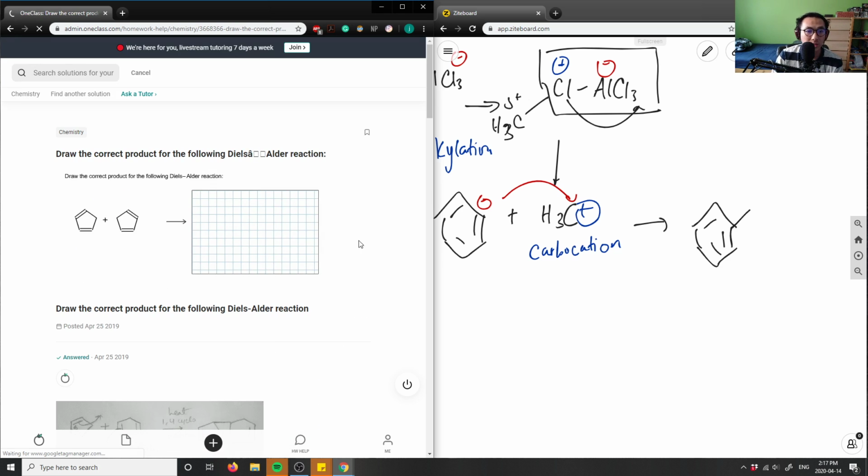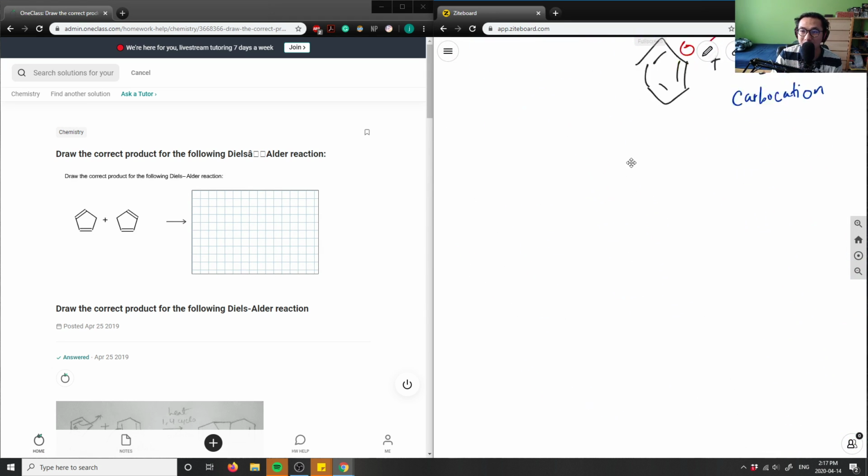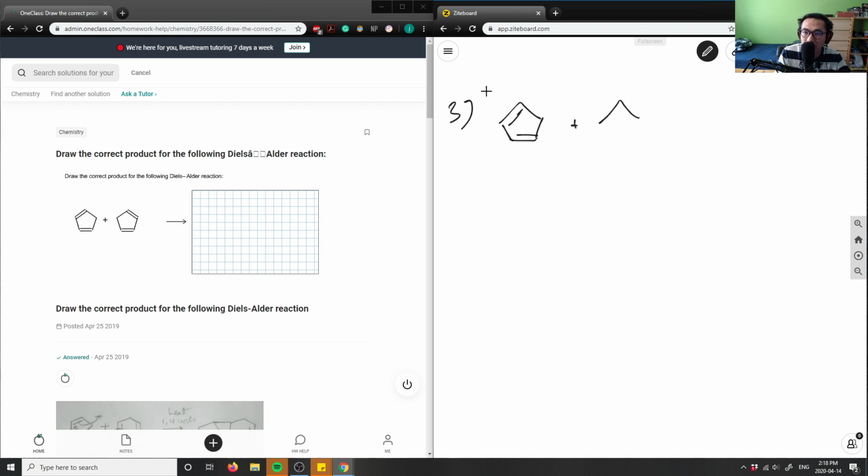Okay, sweet. All right, this problem is a Diels-Alder. Ooh, this is a fun one. I mean, it's pretty hard actually. This is my third question here. It says: draw the correct product for the following Diels-Alder reaction. So I have here a cyclopentadiene plus another cyclopentadiene. What is that going to give me?